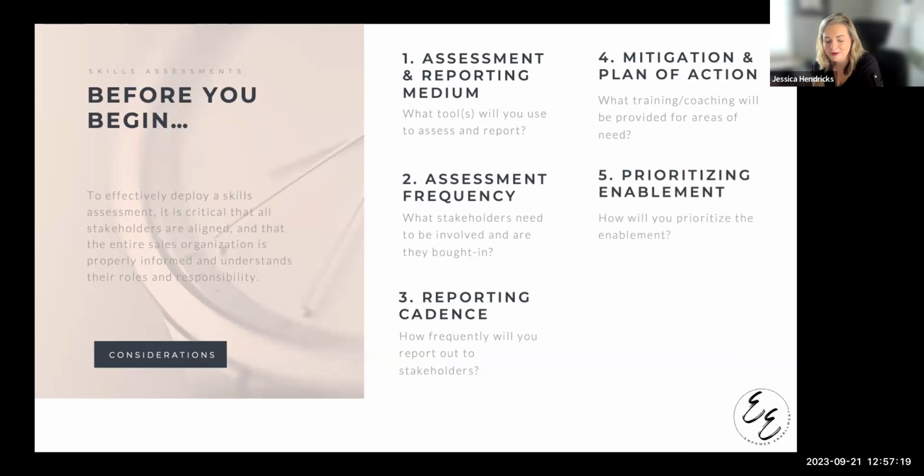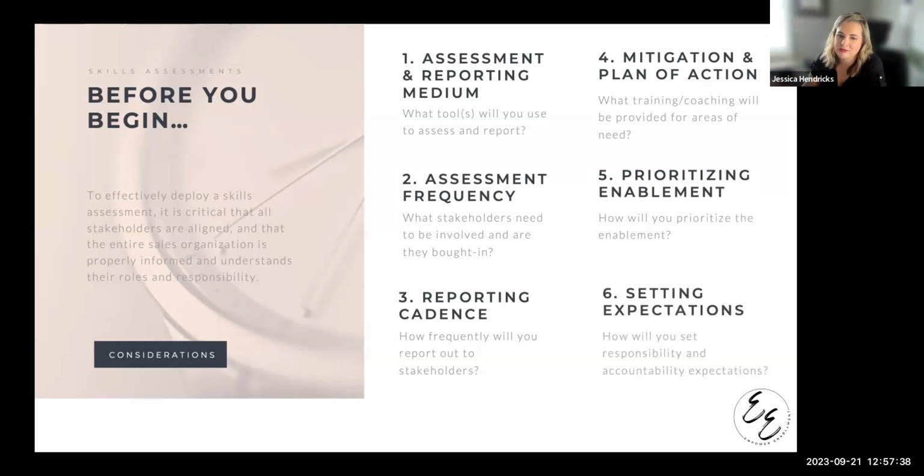So how are you going to prioritize the enablement if there's a bunch of areas of opportunity and an entire team is not practicing or executing specific skills well? How are you going to prioritize all of the different sales managers that want to focus on all of these different things? And then, of course, number 6 is, again, setting expectations appropriately.